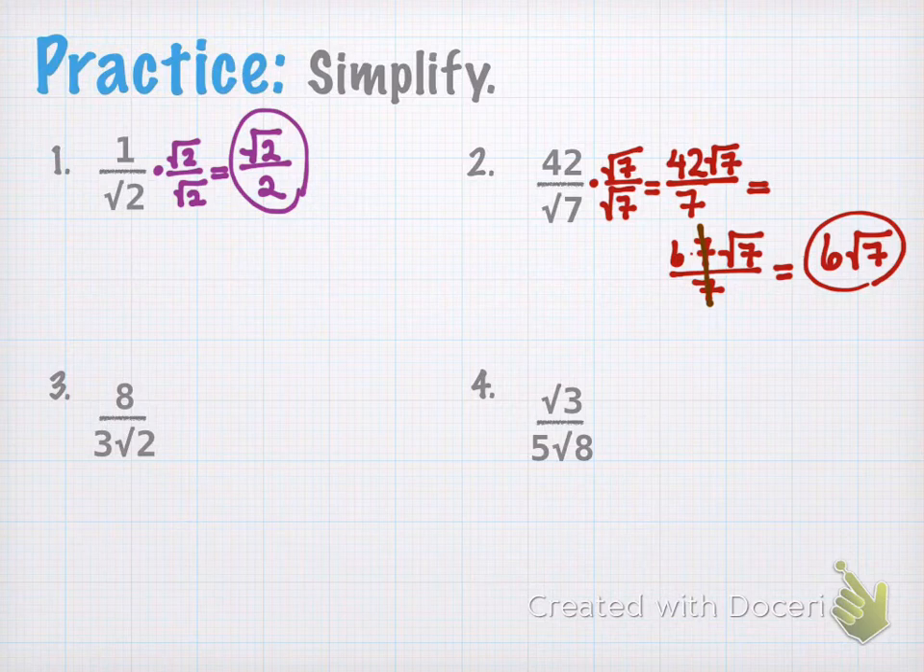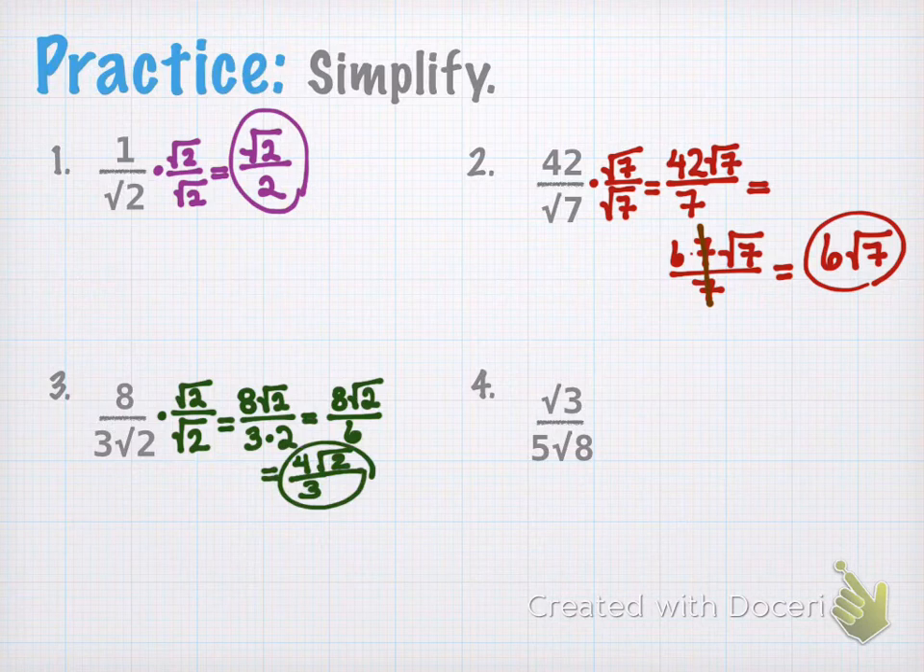Welcome back. We're going to multiply by the square root of 2 over the square root of 2 in this one. You don't need to worry about that 3 out front. Then we get 8 square roots of 2 over 6, and then we reduce to 4 times the square root of 2 over 3. Questions there? Write them down. Number 4, pause it and give it a shot.